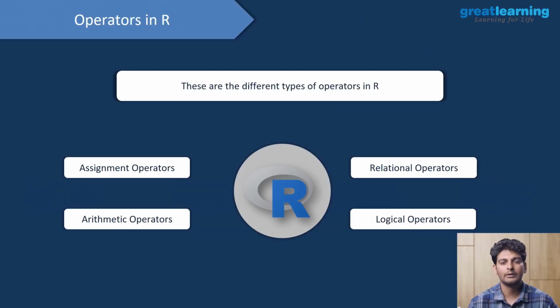Now going ahead, we'll work with operators in R. So these are the different types of operators in R. We've got assignment operators, arithmetic operators, relational operators, and logical operators. So we'll be starting with assignment operators. With the help of assignment operators, we can basically assign a value to a particular variable or a particular function, right? So this is what assignment operators are used for.